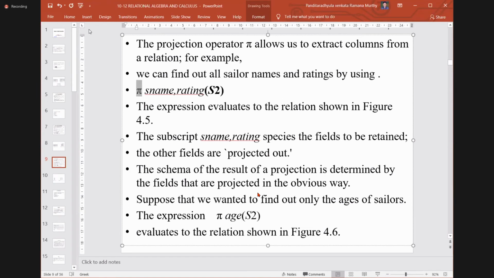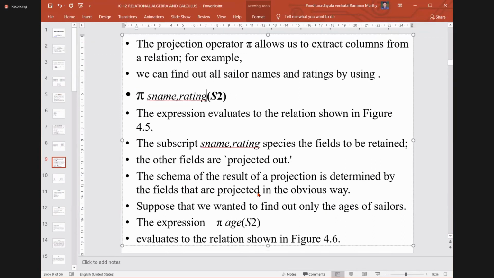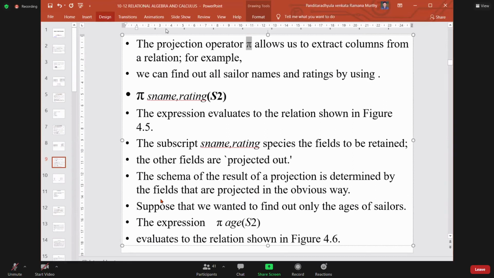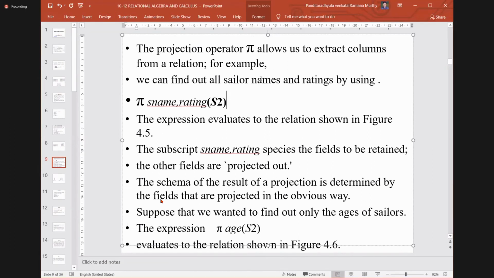What is the difference between the select operator and the project operator? The select operator retrieves rows, whereas the project operator retrieves columns. Hope you will remember those symbols also. Like the select operator, here we are asking to retrieve the columns sname and rating from table S2, or relation S2. What is the meaning of this project operator? It is saying retrieve columns, all values, no filter.